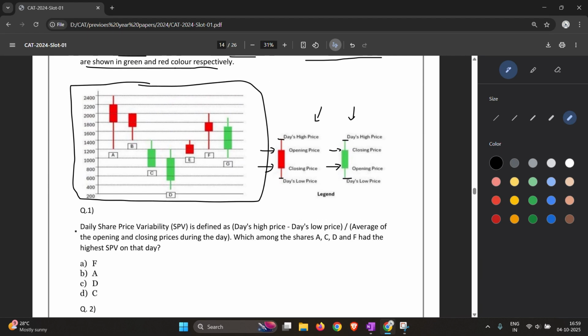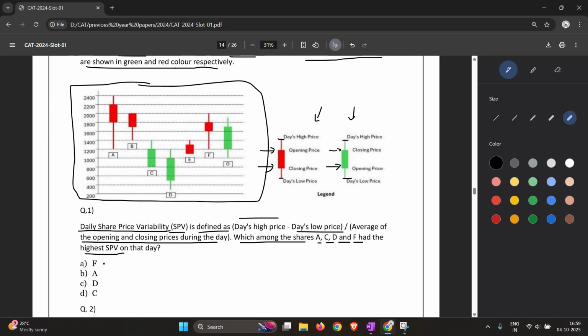So let's see. The daily share price variability, SPV, is defined as the day's high price minus the day's low price divided by the average of the opening and the closing prices during the day. Which among these shares A, C, D and F had the highest share price variability on that day? So from these shares, F, A, D and C, which of them had the highest share price variability, which is the high minus the low divided by the average of the opening and the closing prices. So let's see how we can do that.